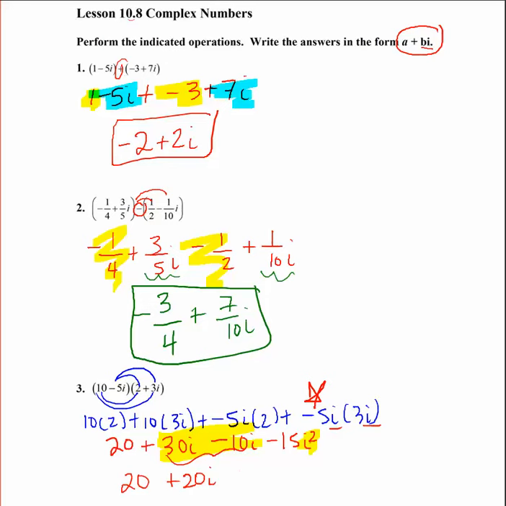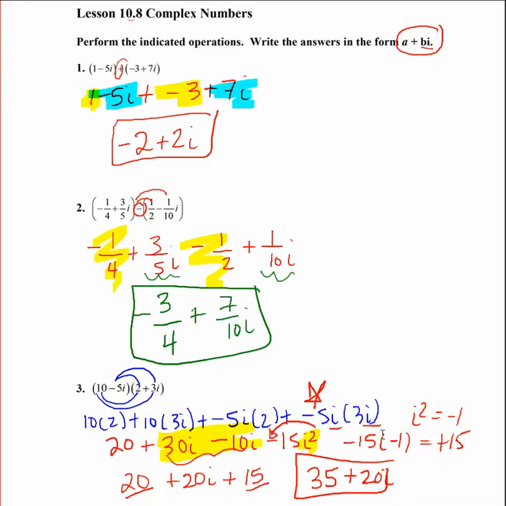And then at the end, since i squared equals negative 1 and I'm multiplying it here, what you can do is just change the sign in front to plus 15, and that takes care of that product for you. Just get rid of the i squared. So what we're really doing is we have negative 15 times negative 1 is positive 15, but we're just not showing those steps. That allows us to add these other like terms. The 20 and the 15 is 35, and make sure you write the real number first. So 35 plus 20i is the solution for number 3.